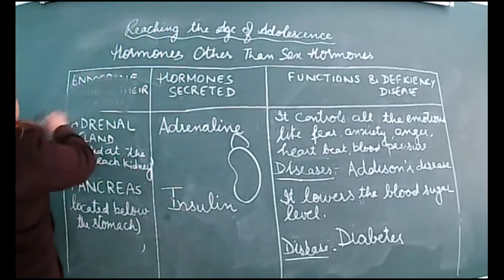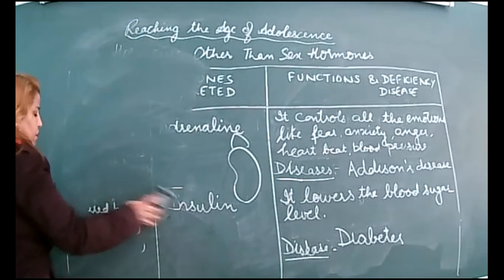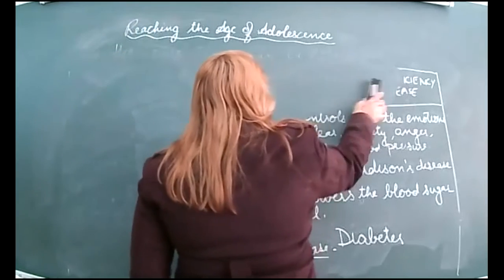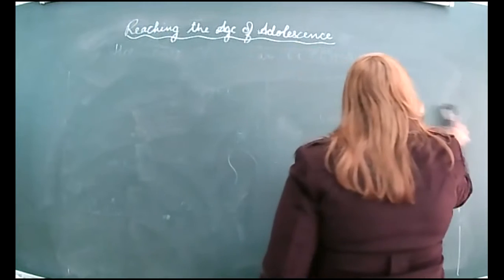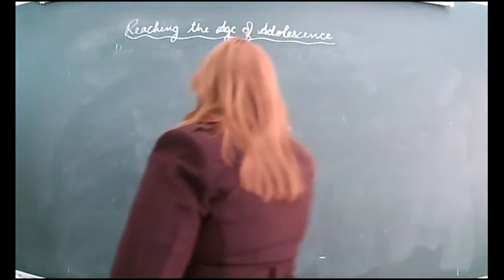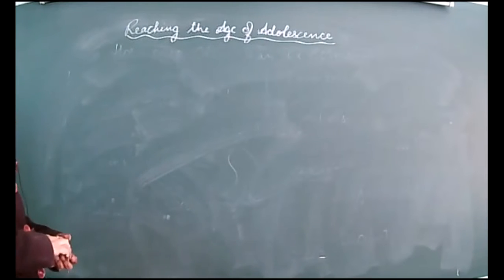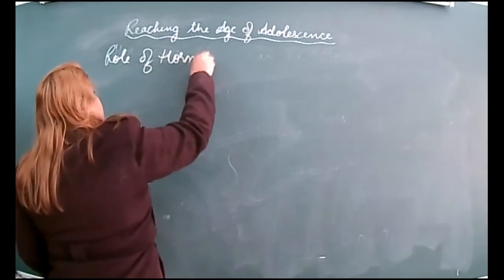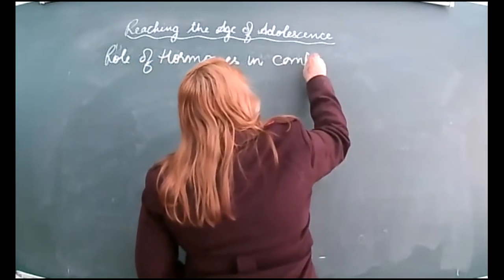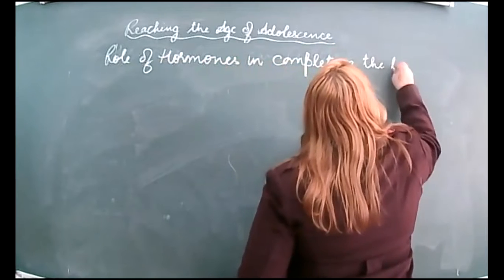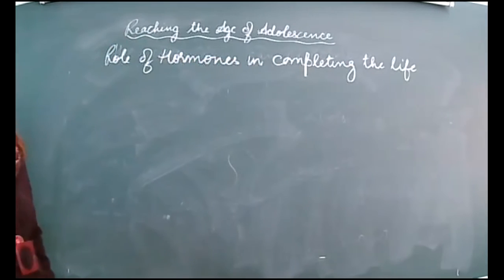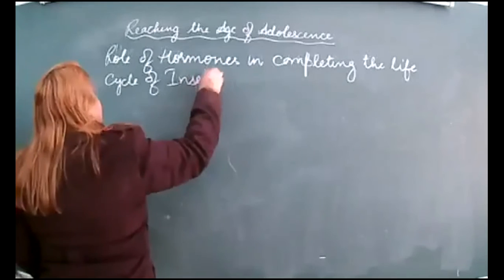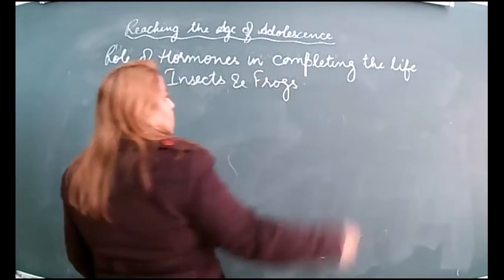Write down the next topic after this. Now in the human body we have seen that hormones play a very important role. So is there any way that hormones play an important role in the life of insects as well as frogs? Do hormones play a role in their life too? Write down the heading: role of hormones in completing the life cycle of insects and frogs. What is the role in their body?